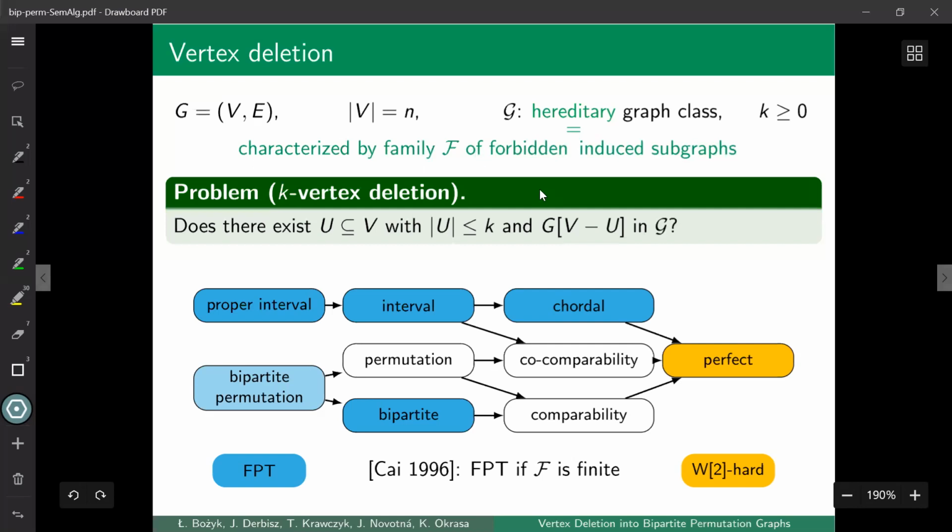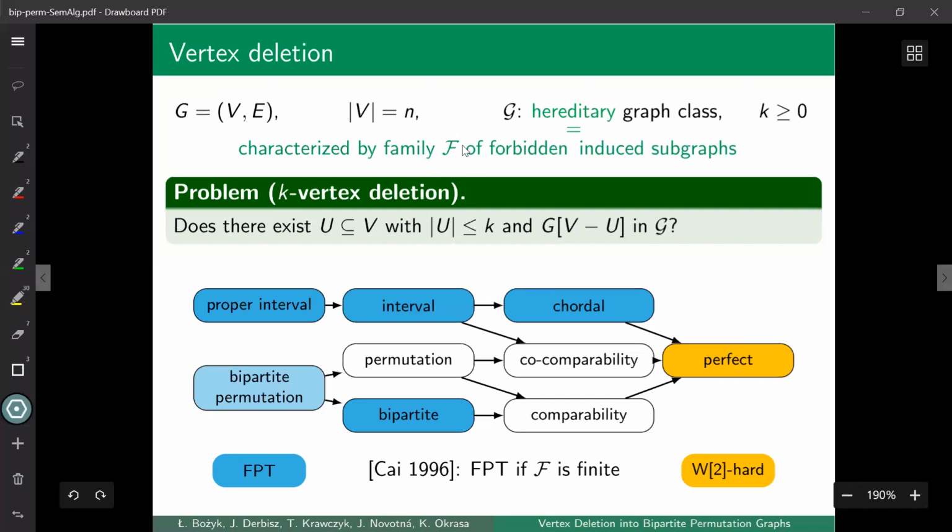Sorry, but can I ask a question? Sure. What does it mean? I mean, the graph is finite, right? Yeah. So what does it mean for the family? I mean, they have to be subgraphs of a finite graph, right? So how can there be infinitely many?